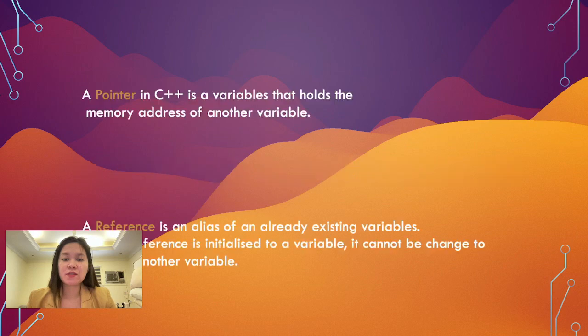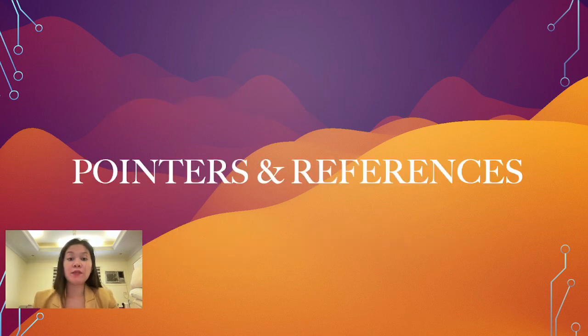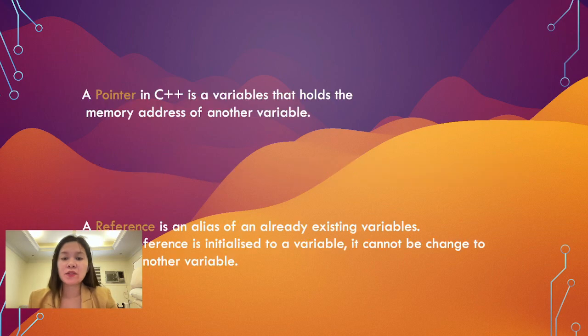Pointers and references. Now we are discussing pointers and references. A pointer in C++ is a variable that holds the memory address of another variable. So this is the pointer. A reference is an alias of an already existing variable. Once a reference is initialized to a variable, it cannot be changed to refer to another variable.